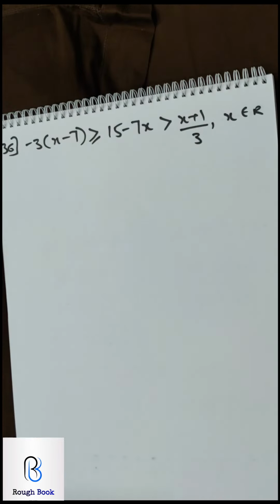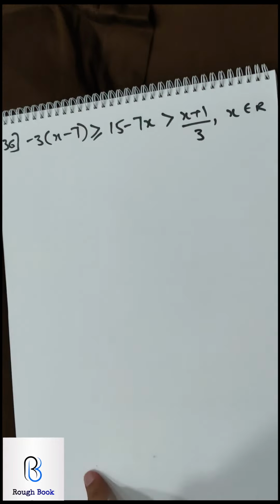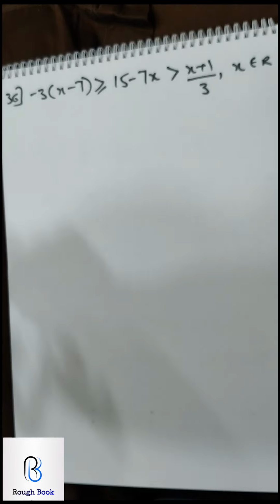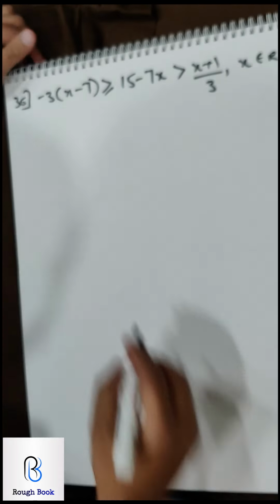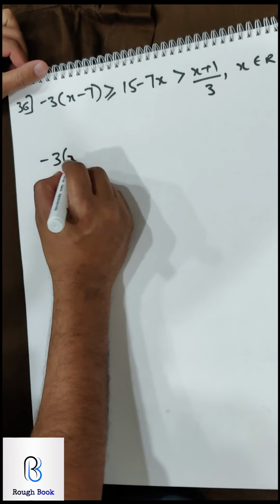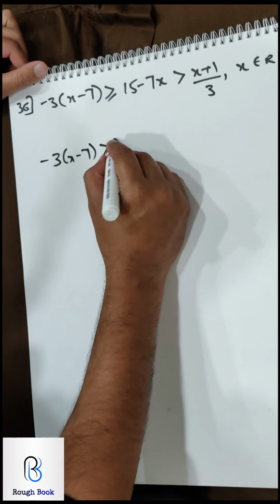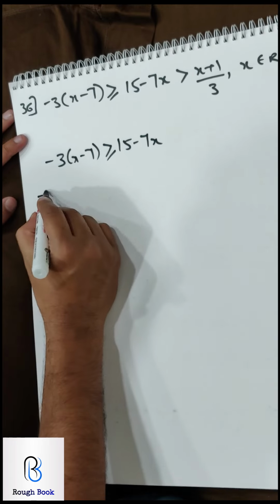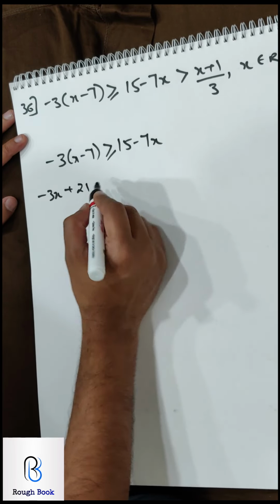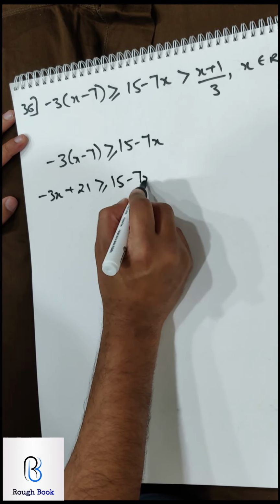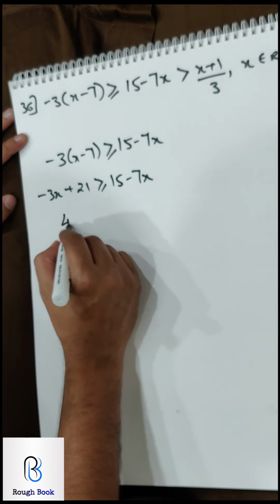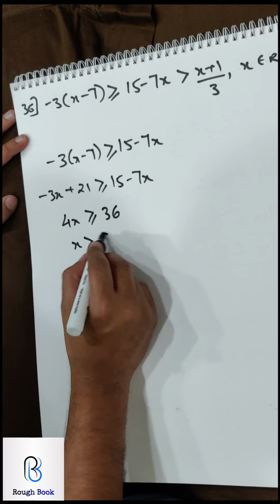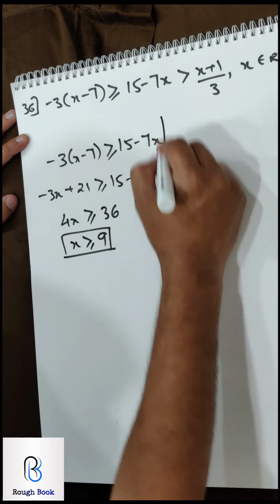36. Come on, this is probably the last sum that we are going to do related to this. So I want everyone to try this one and get it correct, please. So first and second part, minus 3x minus 7 greater than or equal to 15 minus 7x. So minus 3x plus 21, 15 minus 7x. Taking this to the positive side and this also to the positive side. So I get my first part.